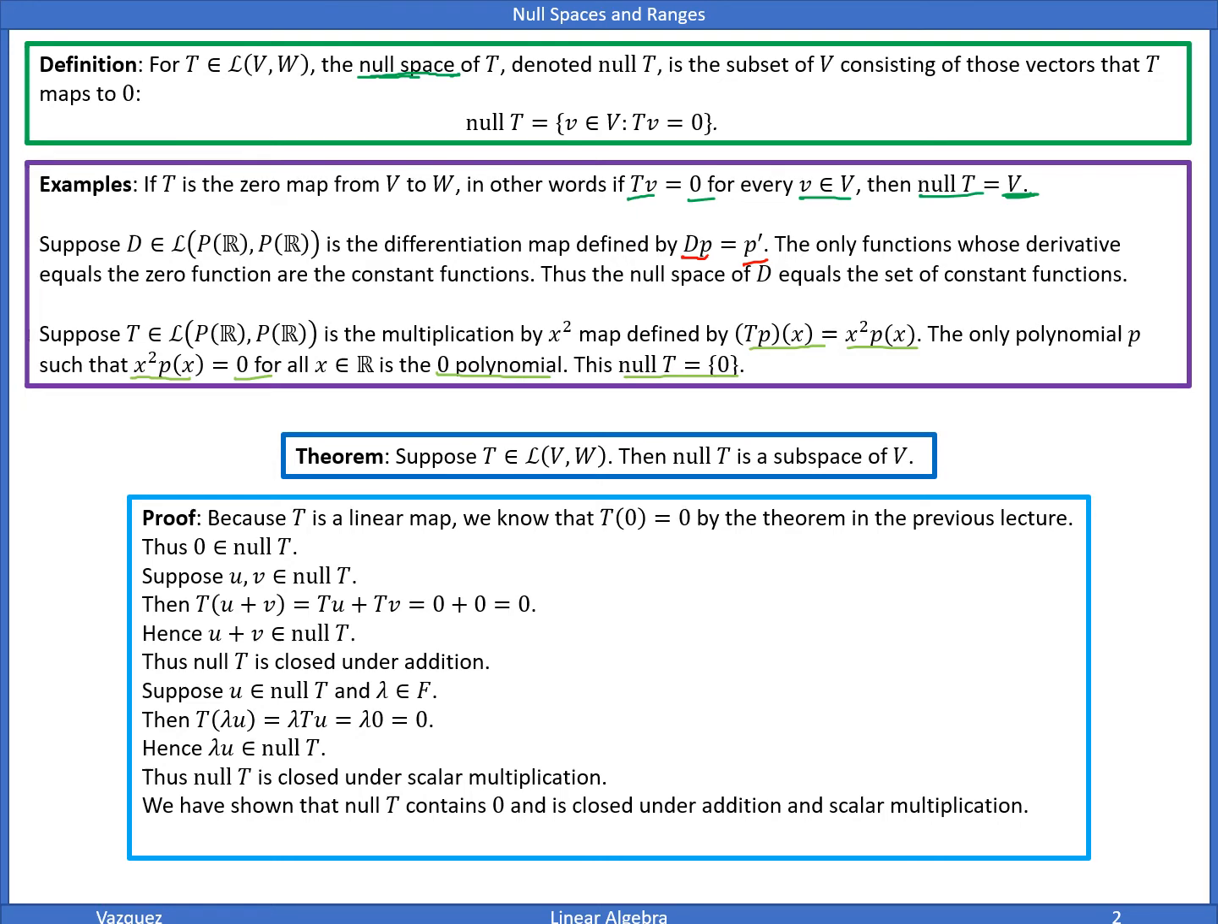So they're saying we've shown the 3 properties. Therefore, the null space of T is indeed a subspace of V. So nothing that isn't really straightforward. Just remember the null space is a subspace, and it's all vectors that map to 0. So next, we're going to be talking about something new.